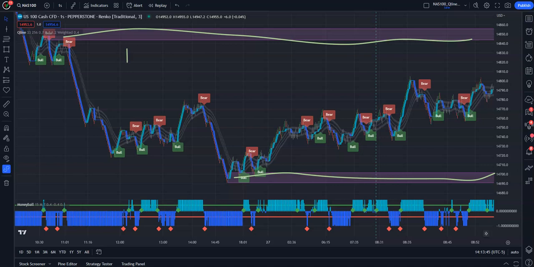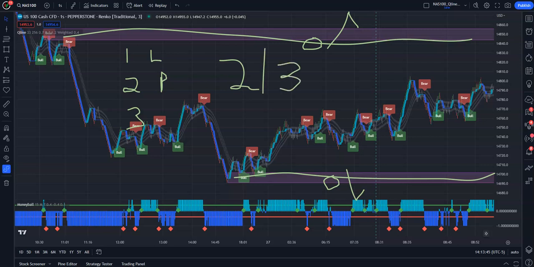So number 1, I want to see good trade location, meaning I want to see price testing or doing a level sweep of a level. So I want good location. Number 2, I want to see a price pattern. And then number 3, I want the Qline signal. So I got to have 2 out of 3 for a high probability setup.